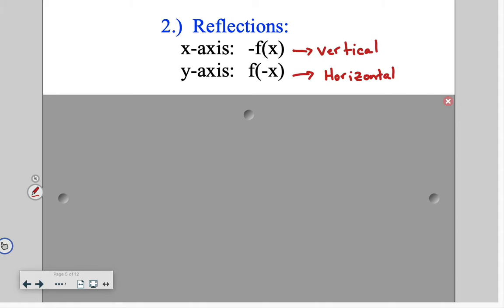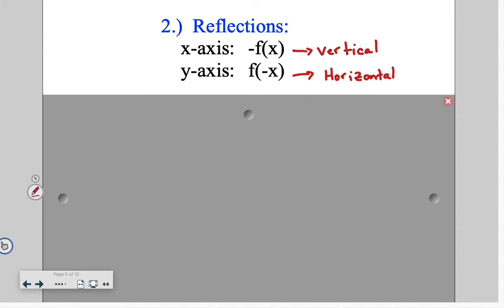So I added vertical and horizontal so that you can kind of think of it in one way, so you don't have to remember one thing for shifts and something else for reflections. To simplify it for you, I always just think of it as horizontal versus vertical. If you notice the negative is not grouped with the x, it is a vertical reflection over the x-axis. So if that parabola is opening up, you reflect it over the x-axis, and now it's opening down. That's a vertical reflection because the negative is outside, not grouped with the x.